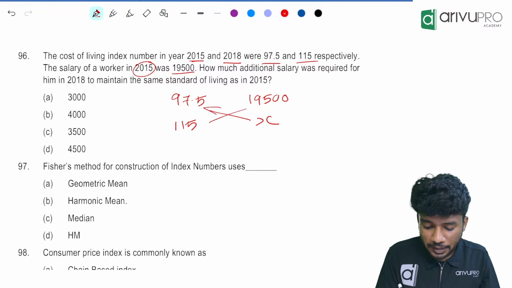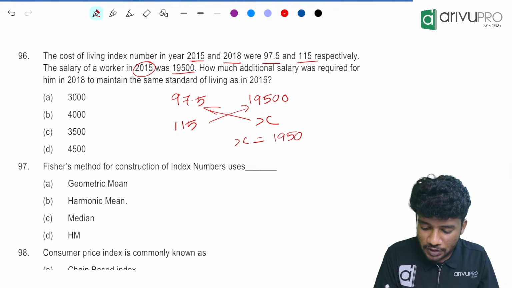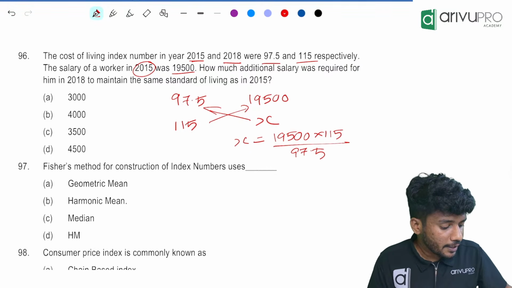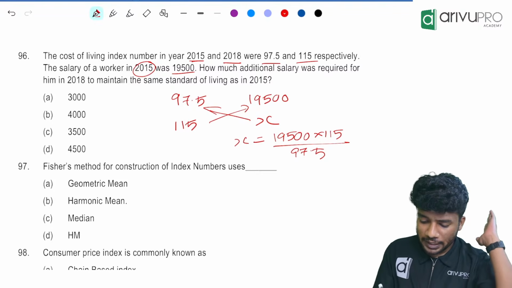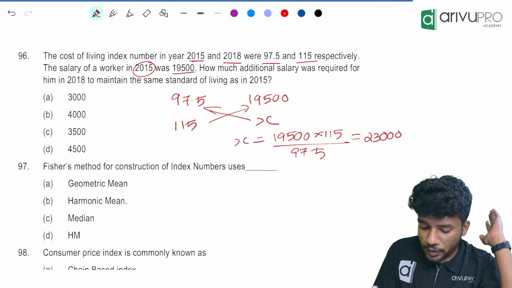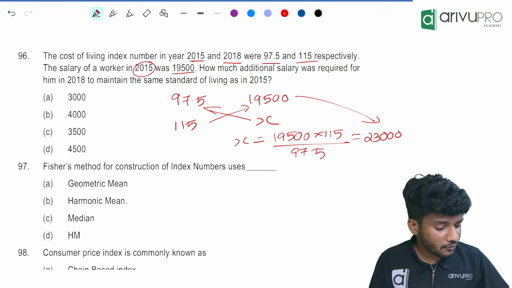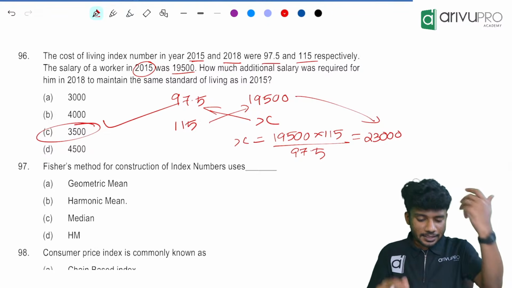Now cross multiply and get me the answer. X is how much? X is nothing but 19500 into 115 divided by how much? 97.5. How much is it? 19500 multiplied with 115 divided by 97.5, which is equal to 23,000. Now 23,000 minus 19500, which is coming to be how much? 3,500 is the extra amount.